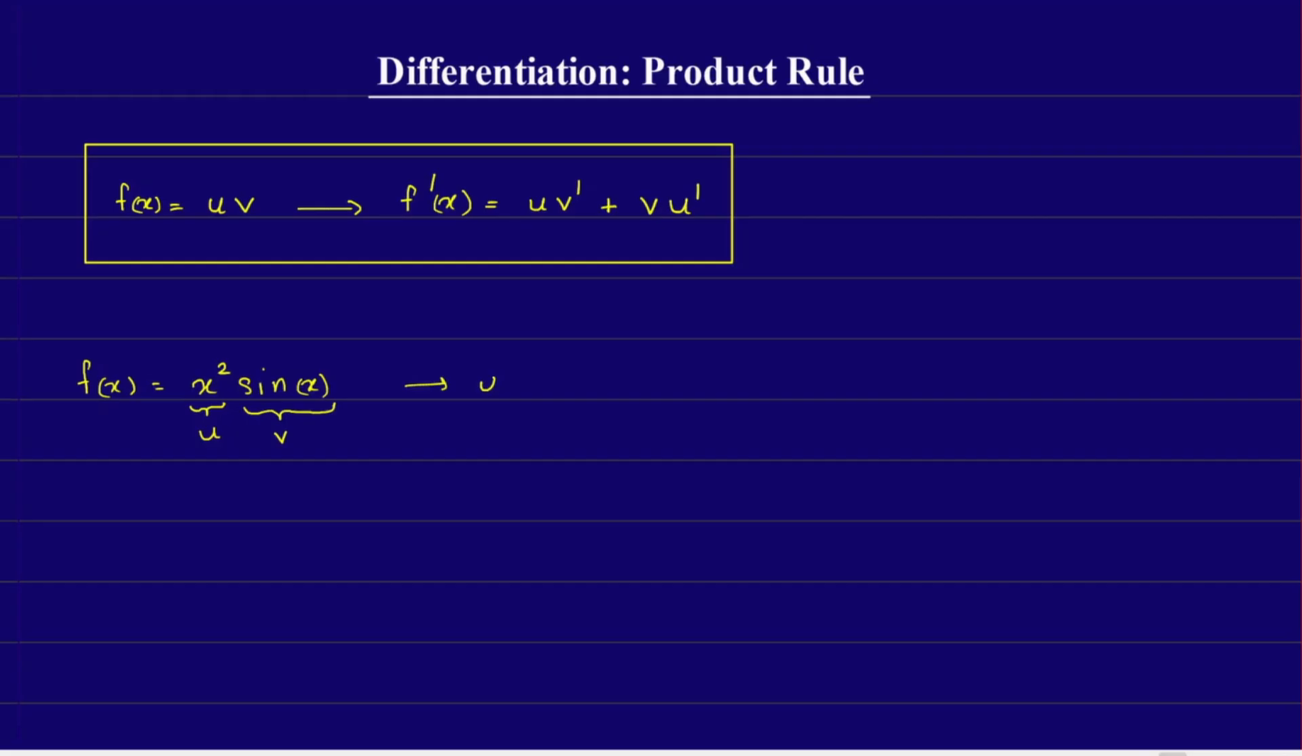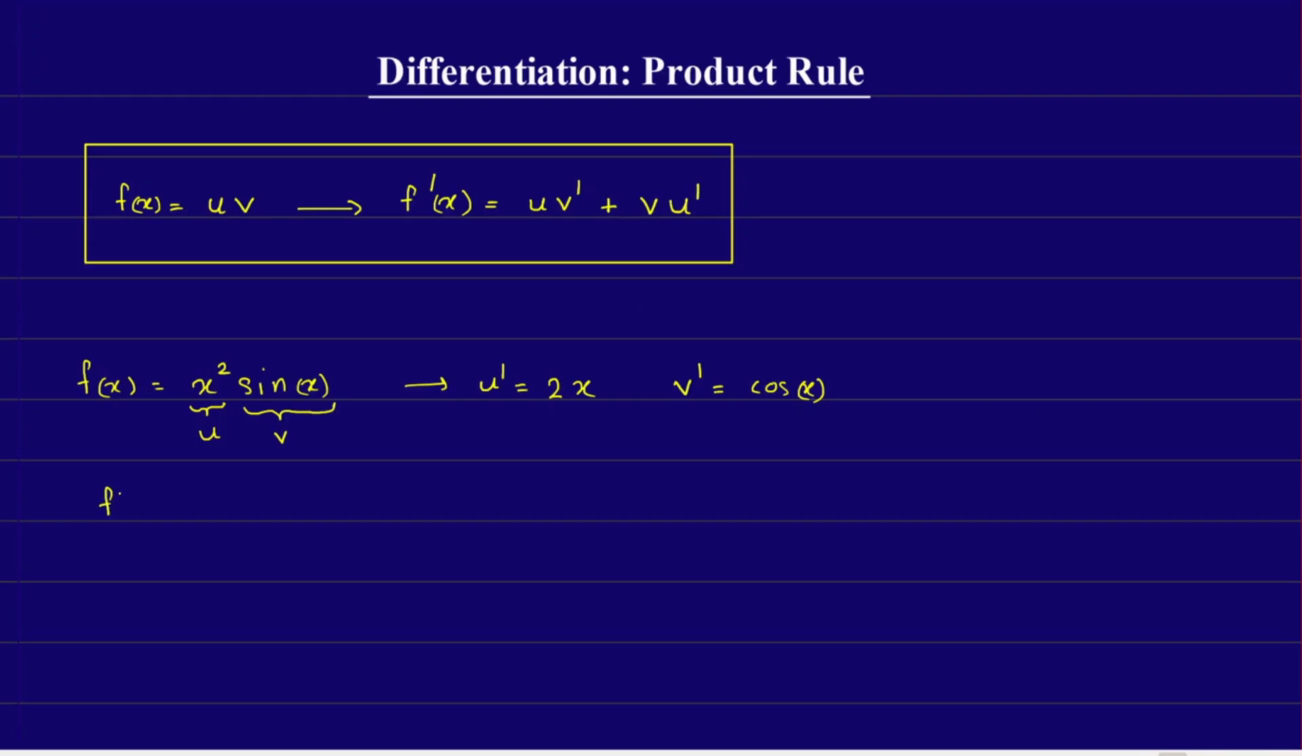So we have u dash equals 2x and v dash equals cos x, because the derivative of sine x is cos of x. Then it's simply a matter of plugging in to this formula or this rule.